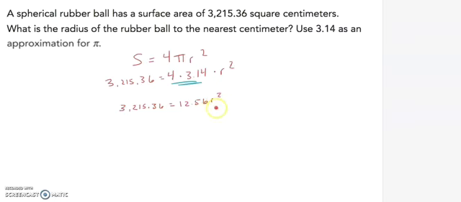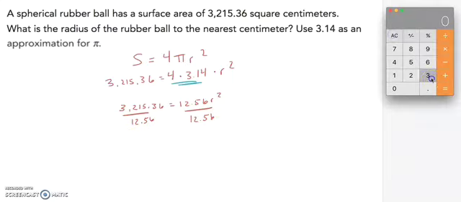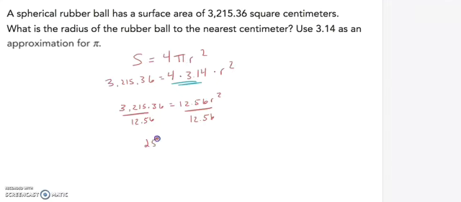Now again, we want to get r squared by itself, so we're going to divide both sides by 12.56. When we do that, 3,215.36 divided by 12.56 gives us 256. So we have 256 is equal to r squared. Now remember, we don't want to know what r squared is. We want to know what r is. So we'll find the square root of both sides. The square root of r squared is r, and the square root of 256 is 16. So the radius is equal to 16 centimeters.